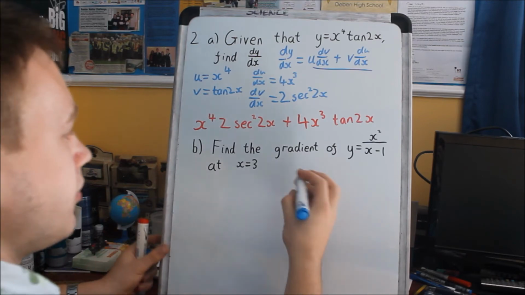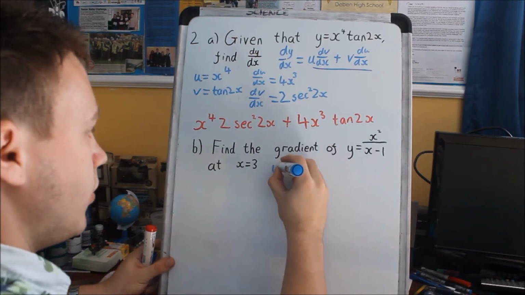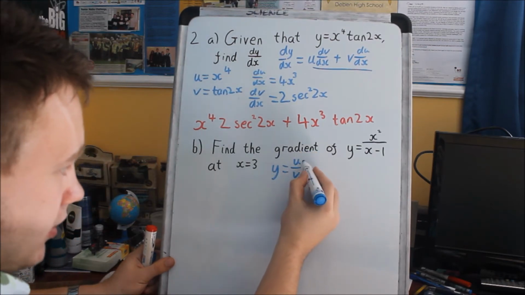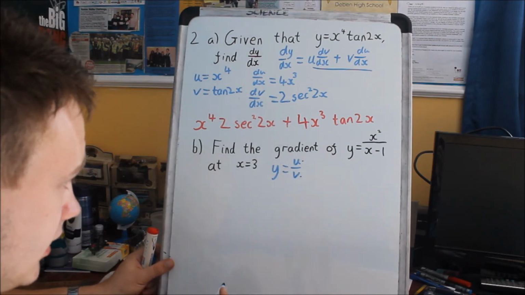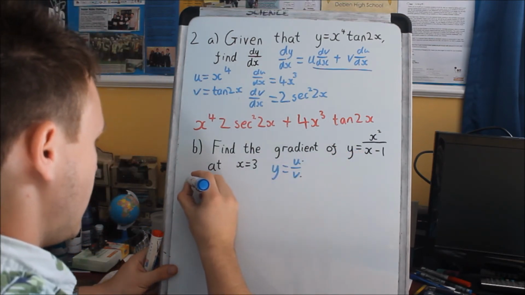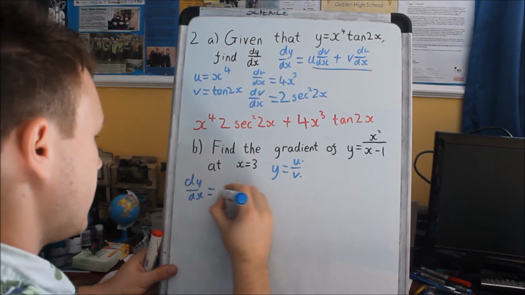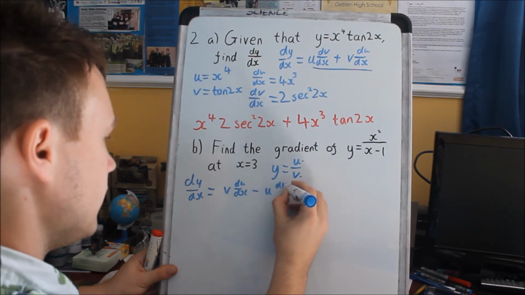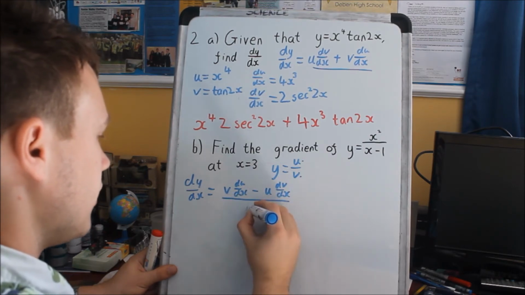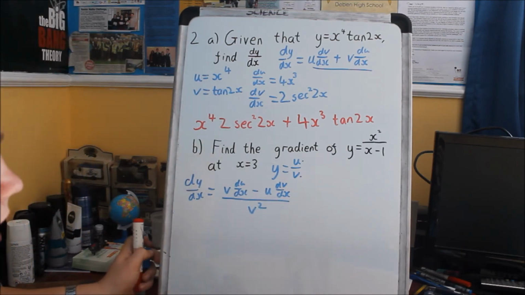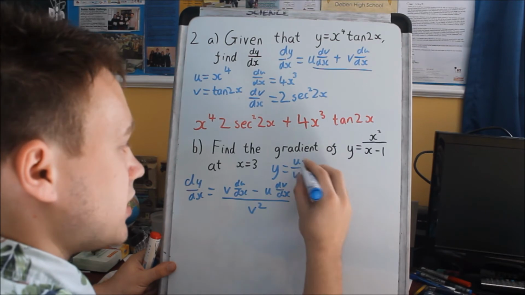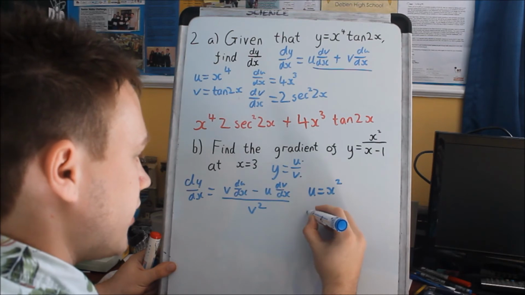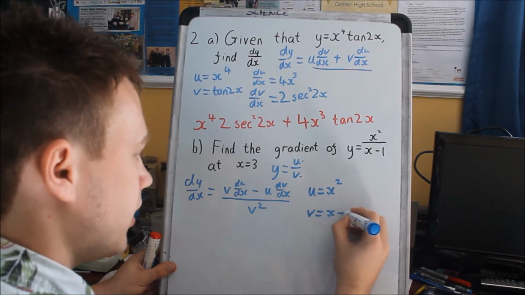And again, we can see that it's in the form y equals u over v. Now it matters which way round it is in this case. The u is the numerator, the v is the denominator. So our dy by dx, there's another formula for this one, it's v du by dx minus u dv by dx all over v squared. That's our formula for this. So like I say, it matters which way around it is this time. So u is the numerator, which is x squared, and v is our denominator, which is x minus 1.